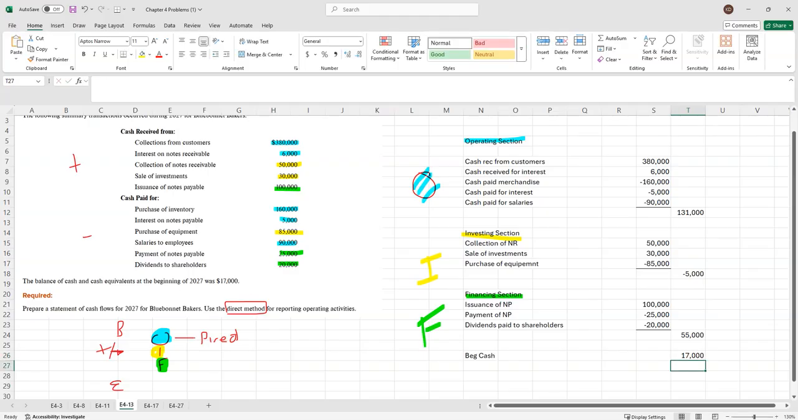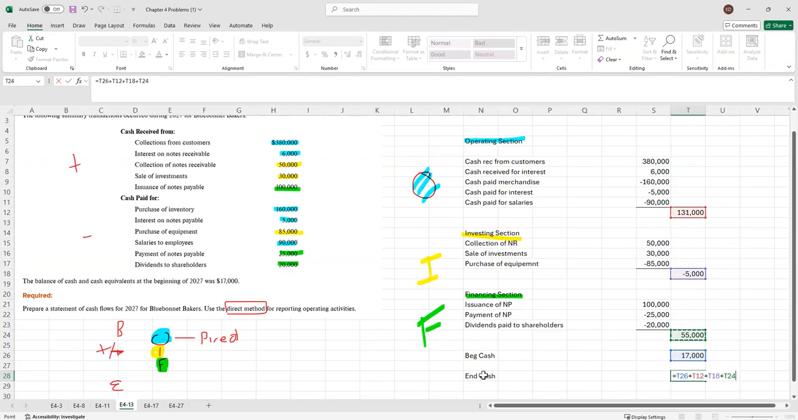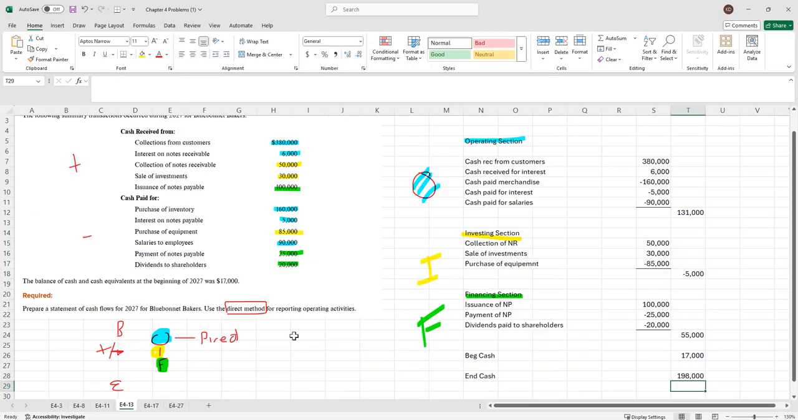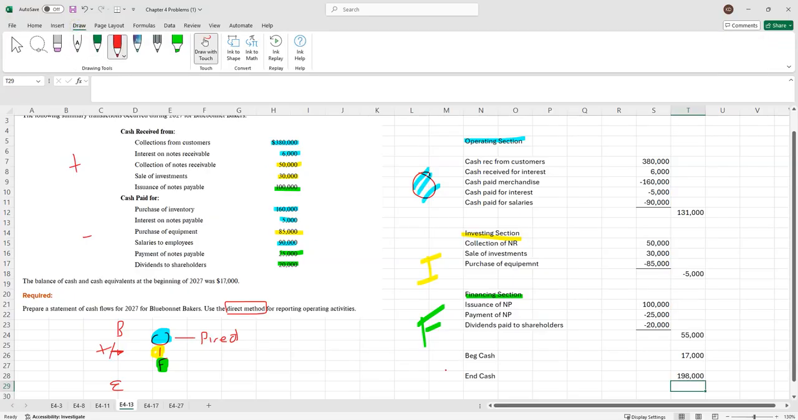We have the overall net change in cash, so we can then figure out our ending cash. What we'll do here is take our beginning cash plus or minus the inflows or outflows from those operating and investing activities, which will give us our ending cash of 198. So that's what we're doing here: beginning plus or minus the change in cash for the period gives us our ending.